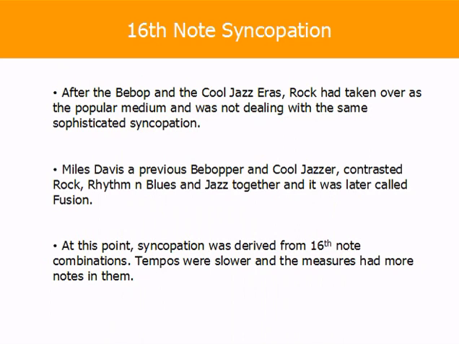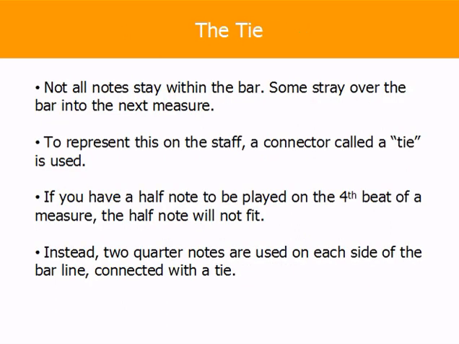So after the bebop and cool jazz eras, rock had taken over as the popular medium and was not dealing with the same sophisticated syncopation. Miles Davis, as a previous bebopper and cool jazzer, contrasted rock, rhythm and blues and jazz together, and it was later called fusion. At this point, syncopation was derived from 16th notes and their combinations. Tempos were slower, and the measures had more notes in them.